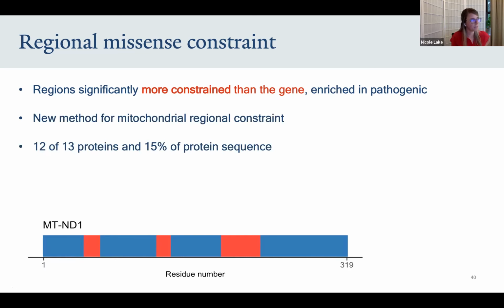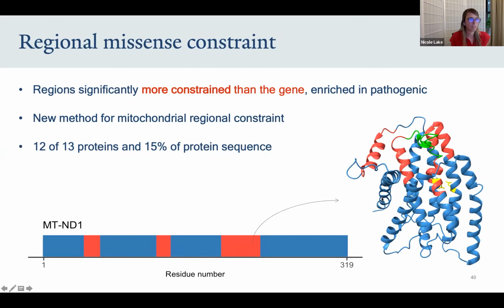And so we developed a method for this, and we identified that approximately 15% of the protein sequence was regionally constrained, and specifically regionally missense constrained. And when we mapped this back to the 3D structures, what we observed was that even though they were spread out in the linear sequence, they appeared to be clustered topologically in the 3D structure.